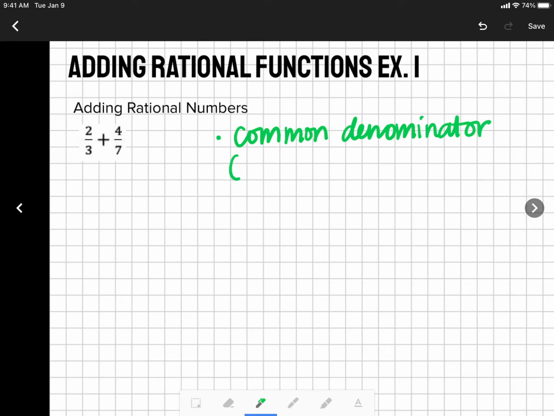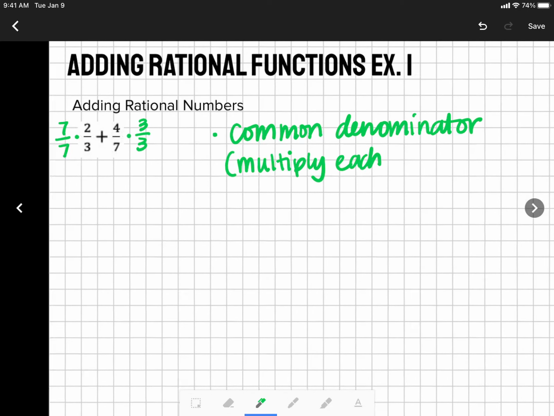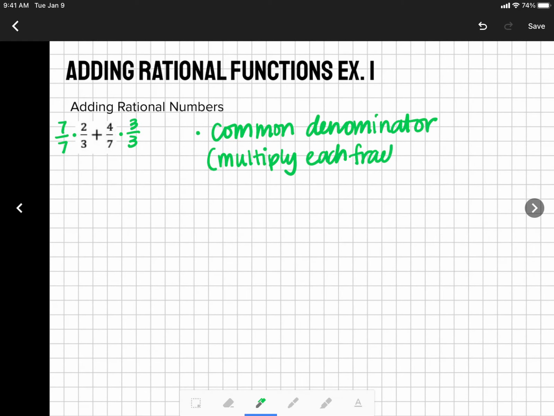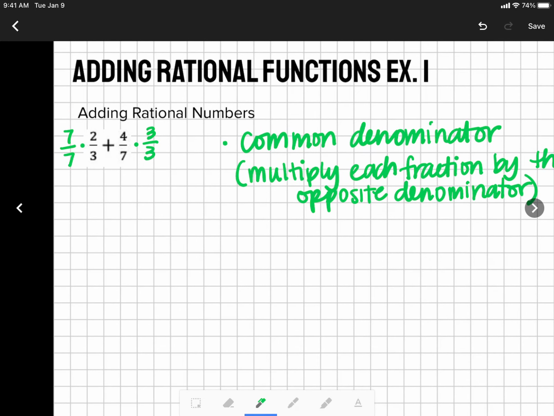And I'm actually going to multiply each side by the opposite denominator. So here I'm going to multiply this one by 3 over 3. And this one I'm going to multiply by 7 over 7. So I'm multiplying each fraction by the opposite denominator. Okay, let's go ahead and do that. And we multiply both numerator and denominator.